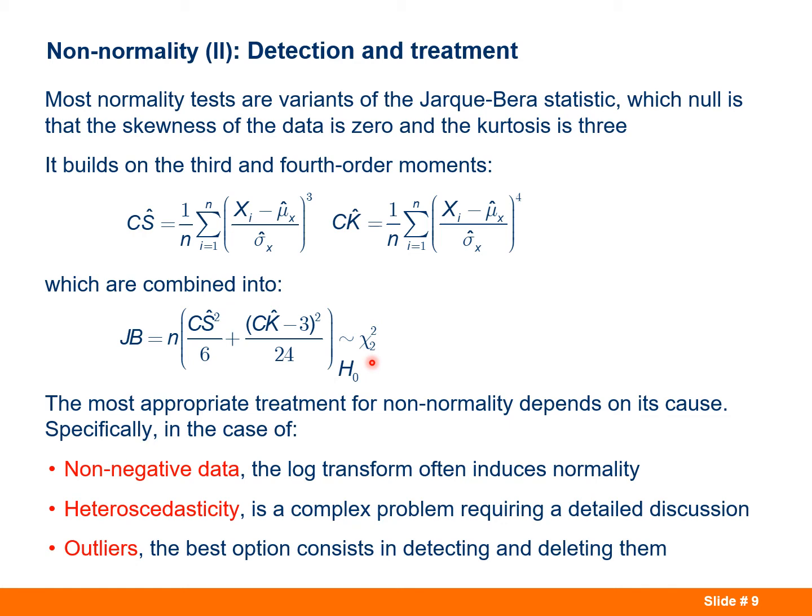Now, let's talk about the treatment. The most appropriate treatment for non-normality depends on the cause. Specifically, in the case of non-negative data, the log transform often induces normality. In the case of heteroskedasticity, we need to deal with the heteroskedasticity. So non-normality may be a derived problem. And in the case of outliers, the best option consists in detecting them and deleting them.